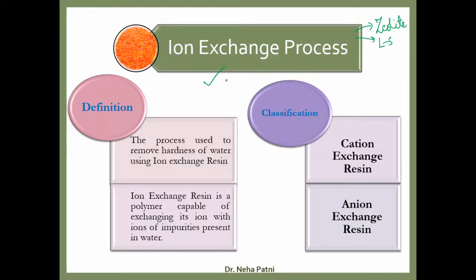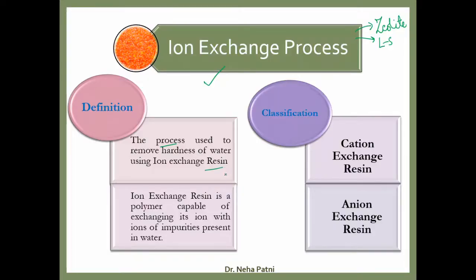So today my focus would be to explain how the ion exchange process is used to soften the water. If hardness is present in the water, how are you going to remove that? By the ion exchange process. So obviously the definition is this only, that it is a process which is used to remove hardness of water using ion exchange resin.